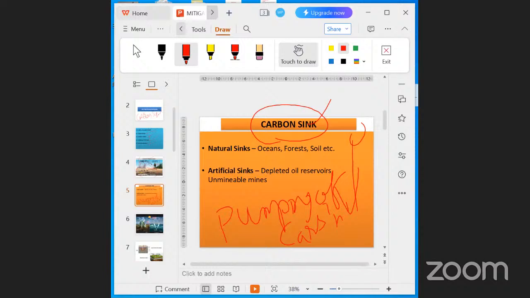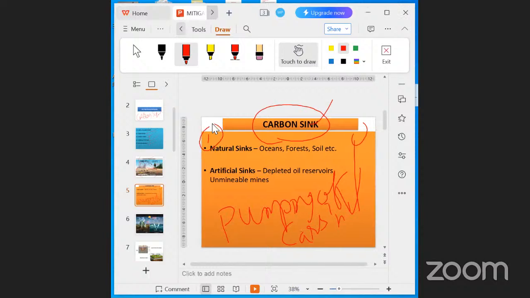So now you see here, the carbon sinks are of two types. The first one is natural sinks and the second one is artificial sinks, right? So what are the natural sinks? Examples are oceans, forests, and soil, right? I already told you just now. Oceans means marine organisms like phytoplankton absorb carbon dioxide, and some of it is stored in ocean sediments when these organisms die and sink to the ocean floor, right?